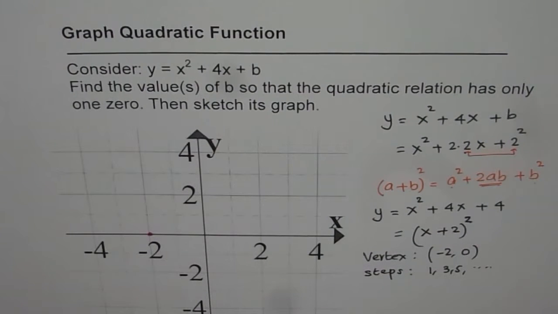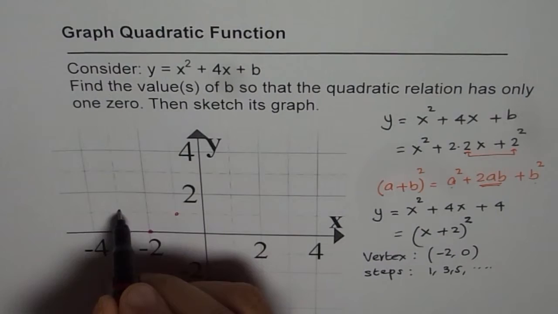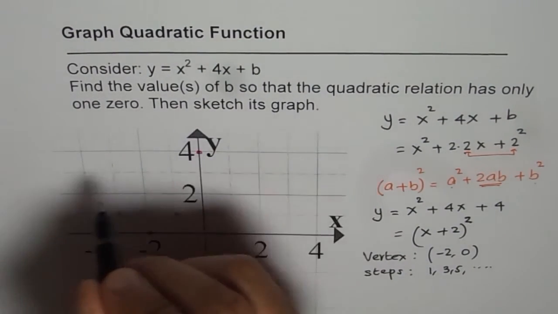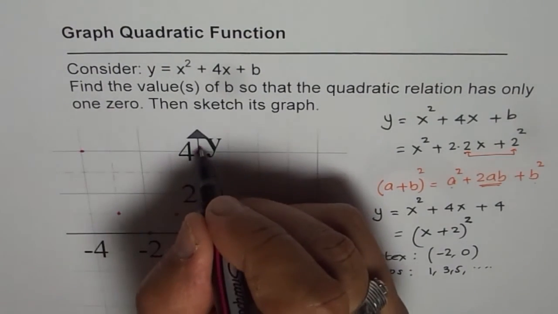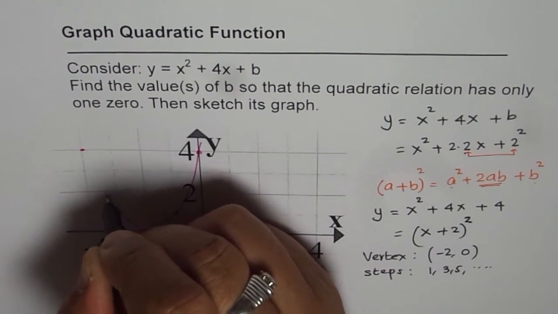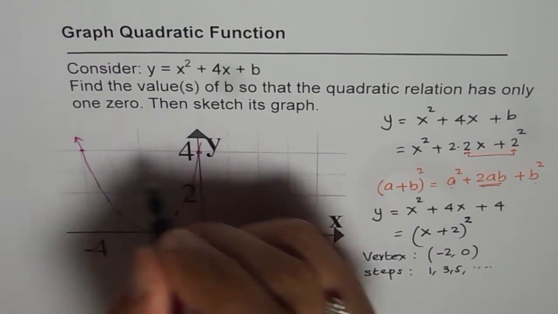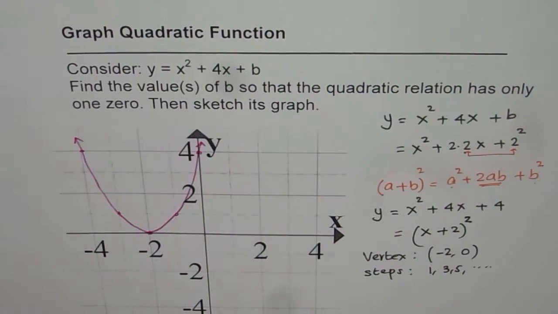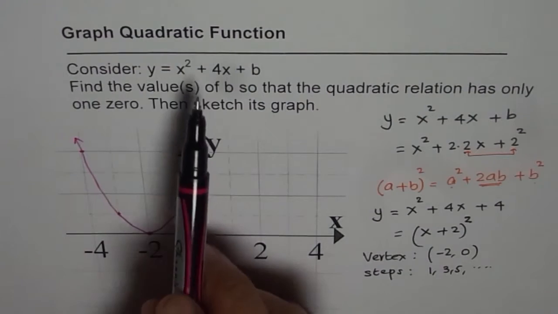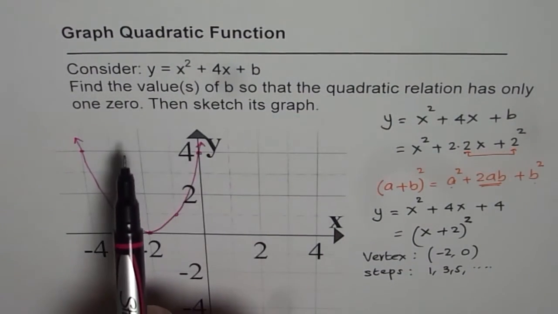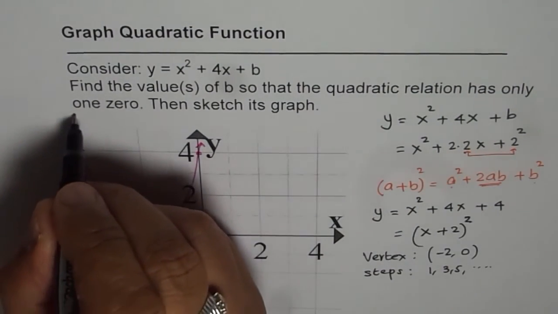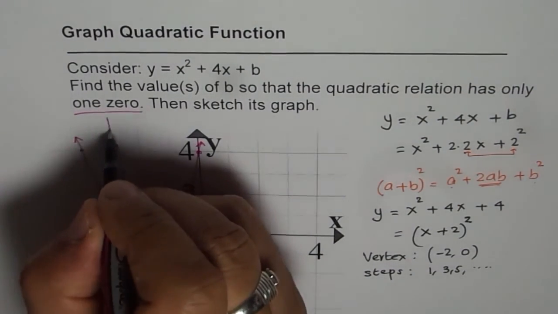So that means first time you move one step up on both sides because of the symmetry, second time 3 steps up, so it'll be at 4, right? Now with that we can actually sketch our parabola. Arrows at the end indicate that it extends. So that becomes the graph of the function represented by x squared plus 4x plus b, so that this quadratic relation has only 1 zero. Only 1 zero means perfect square.